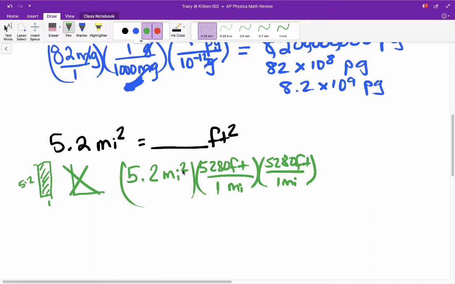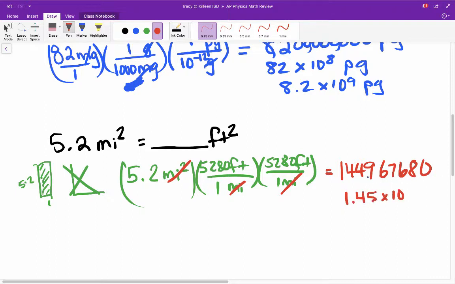So now I just got rid of miles, and then miles twice, and I'm ending up with square feet. To convert this, I have to do 5.2 times 5280 times 5280, and I get this number of square feet, which is roughly 1.45 times 10 to the 8th square feet. Now, I know this conversion factor because I memorized it.